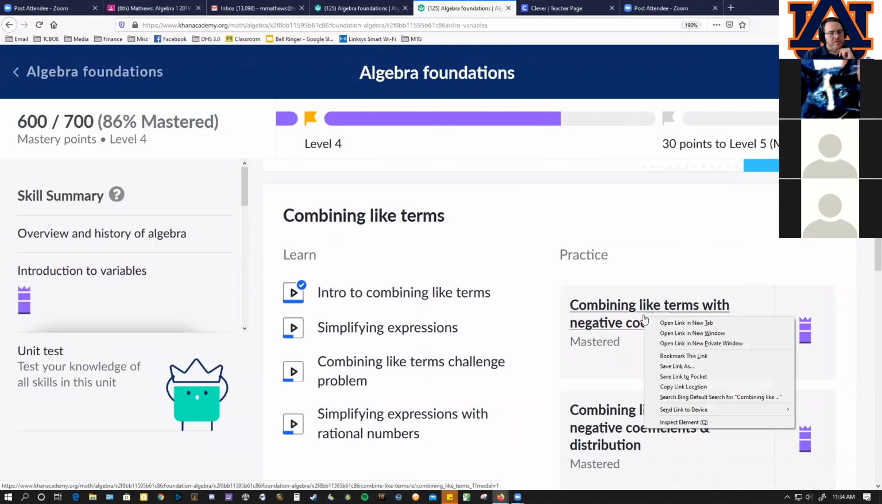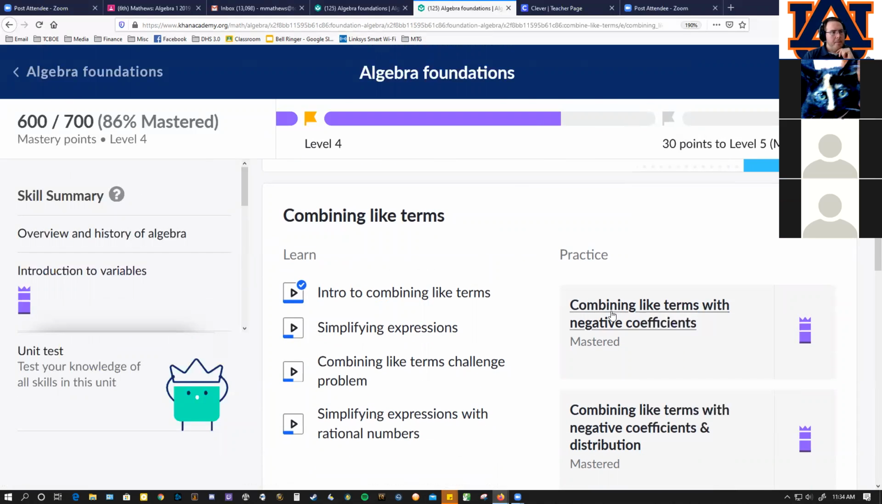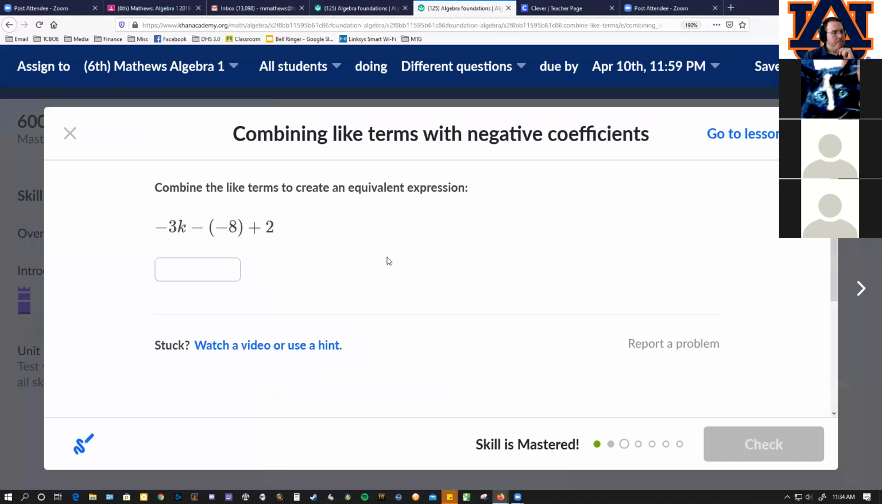Oh, combine like terms, fun. Okay, so let's do this. Combine the like terms to create an equivalent expression. Okay, so we're just going to put as many things together here as we can. And I'm answering your question.